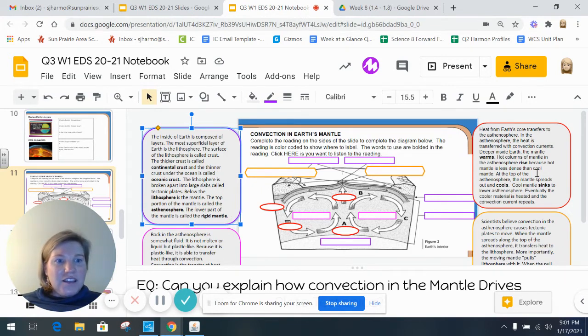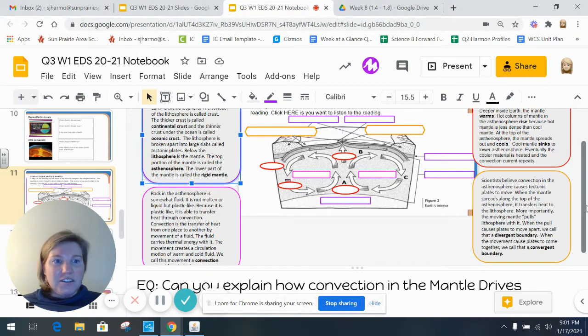At the top of the asthenosphere, the mantle spreads out and cools. Cool mantle sinks to the lower asthenosphere. Eventually, the cooler material is heated and the convection current repeats. So you might want to start down here with warm and then follow the circle around. Now I'm going to read the orange part.